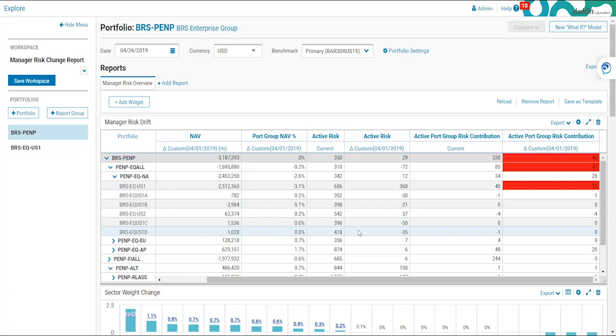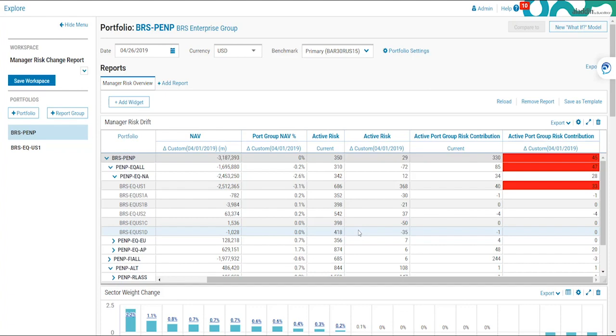Looking at the top level active risk and active port group risk contribution, I noticed that there is a discrepancy in values. The former reads 350 basis points, while the latter reads 330 basis points. This is because the benchmark risk and active risk columns in the Portfolio Group Summary widget are based on the assigned benchmark at each level of the portfolio group tree, whereas the corresponding contribution columns are based on the group aggregate benchmark.